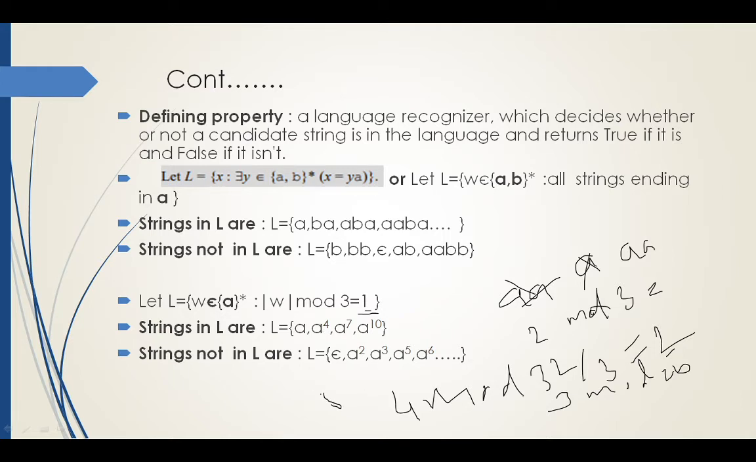Next, if I take 5, the remainder is 2, so it will not come. If I take 6, the remainder is 0, it will not come. If I take 7, 7 mod 3 is equal to 1, so that is a valid string. So I am going to write that in the list. Strings not in L are the empty string, A raised to 2, the 2 A's, 3 A's, 5 A's, 6 A's. Okay. So this is another way to write the language by using some properties.